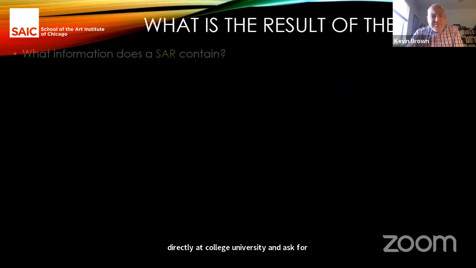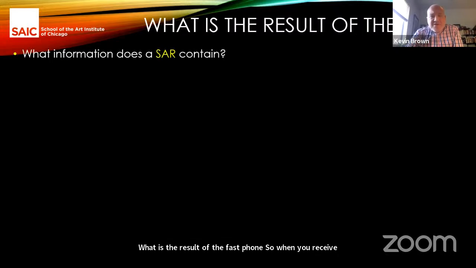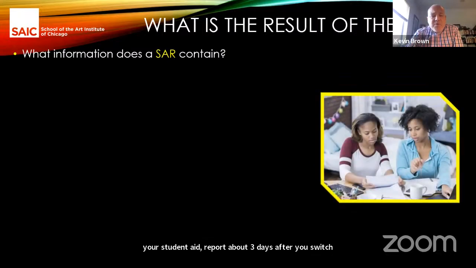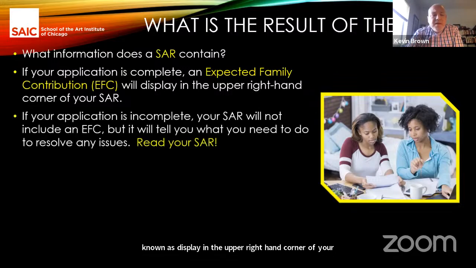So what is the result of the FAFSA? When you receive your student aid report about 3 days after you submit your FAFSA, by email, it will contain a very important number. If the application is complete, you will receive something called an estimated family contribution, also known as an EFC. This will display in the upper right-hand corner of your student aid report. If your application is incomplete, your student aid report will not include an EFC, but will tell you what you need to do to resolve that issue. Again, students, please make sure you read that student aid report that's emailed to you about 3 days after you submit your FAFSA.